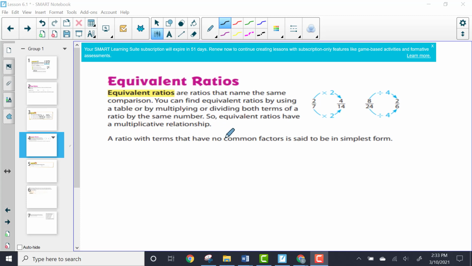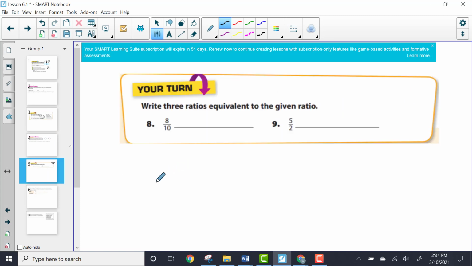So it's multiplying or dividing by the same number. A ratio with terms that have no common factors is said to be in simplest form. For example, 2 to 7 is in simplest form there. We cannot simplify that anymore. 8 to 24 and 2 to 6 are not in simplest form. But 1 to 3, for example, would be an example of this ratio in simplest form. We just divide both the 2 and the 6 by 2, and that gives us 1 to 3.